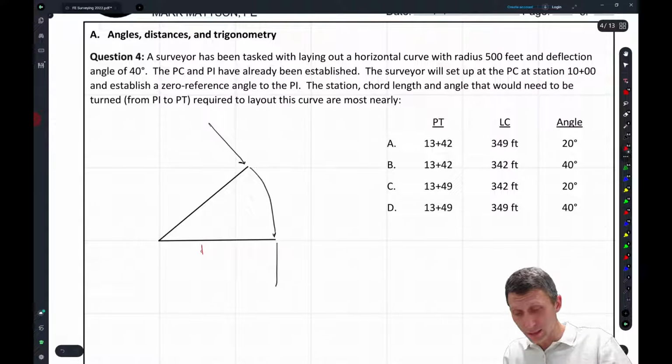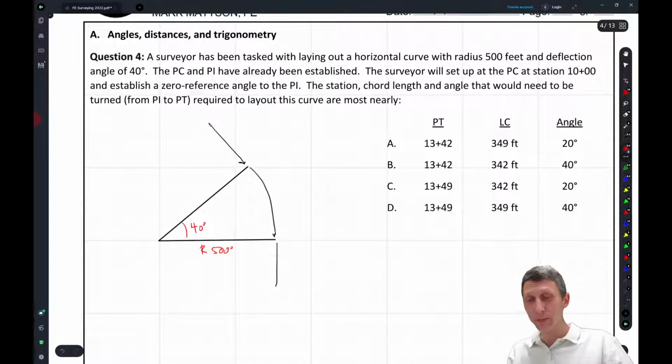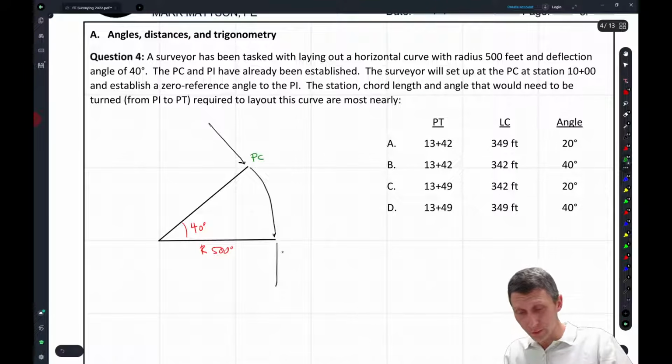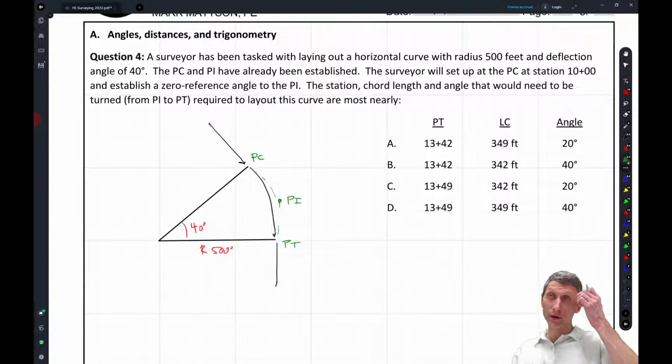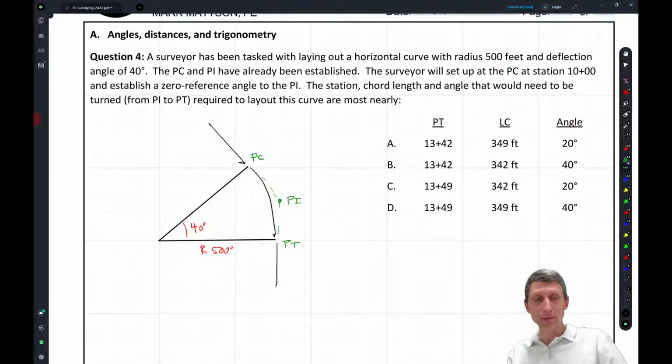We've got a radius of 500 feet. I think the problem says that there's an angle of 40 degrees. This is our point of curvature here. Our point of tangency is here. And if we extend this point out and extend this point out, we're going to have a point of intersection somewhere out here.